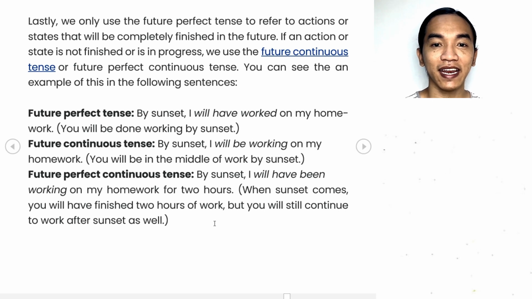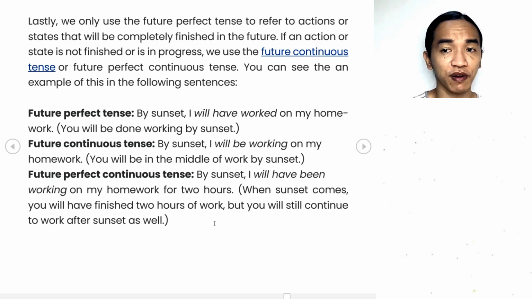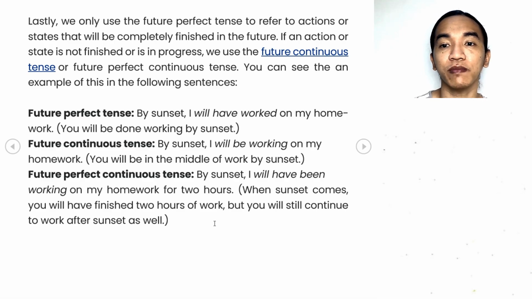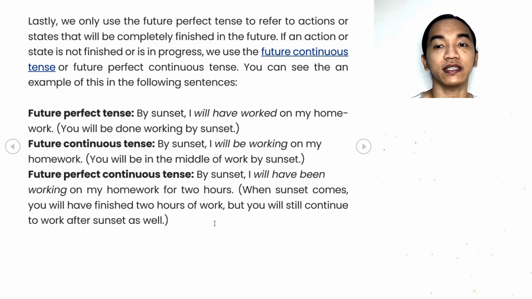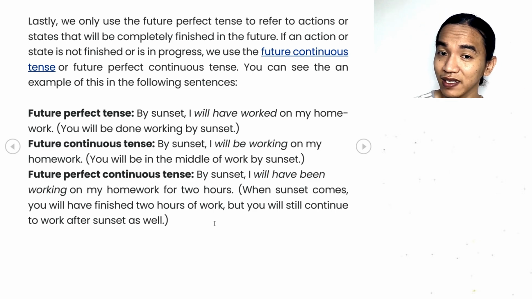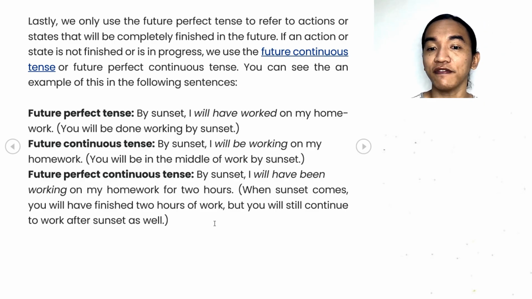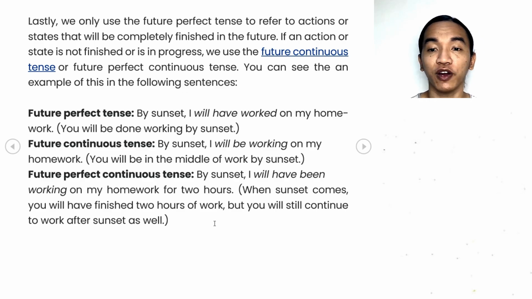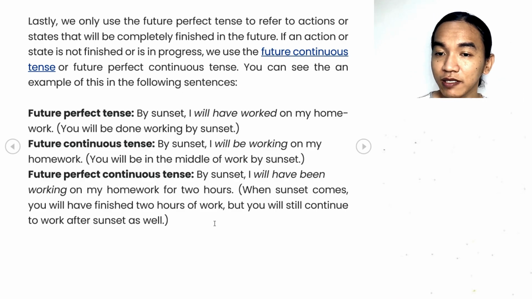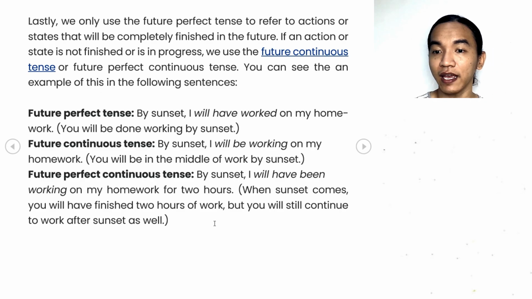Okay, now, lastly, we only use future perfect tense to refer to actions or states that will be completely finished in the future. If an action or state is not finished or is in progress, we use the future continuous tense or the future perfect continuous tense. You can see that in an example of the following sentences. You see this one. By sunset, I will have worked on my homework. So you will be done working before the sunset. Okay. Future continuous, by sunset, I will be working on my homework. So you will be in the middle of working, okay, by sunset, okay, before the sunset.